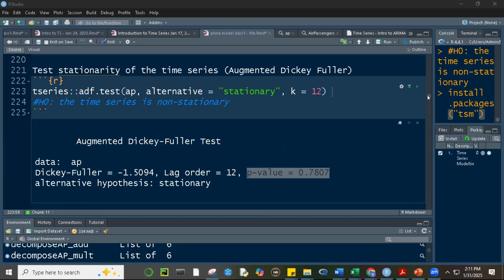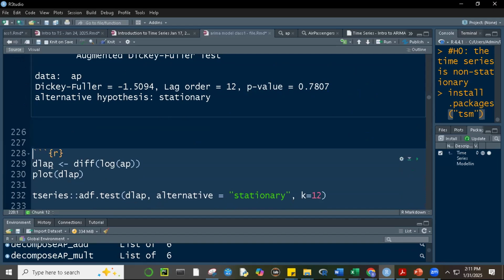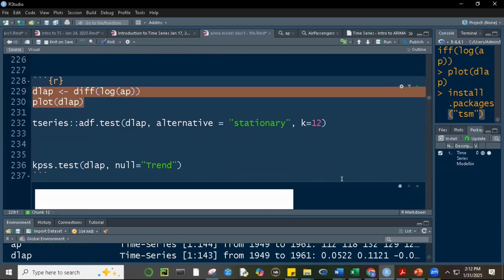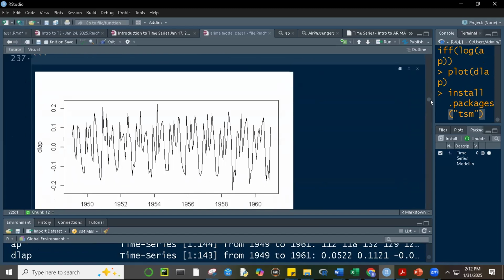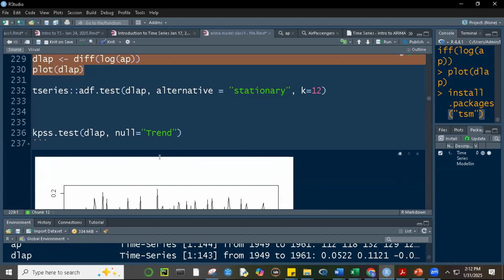Now, you recall we did this last time. I want you to run this. Remember our AP object. We get the log first and then get the difference, not the reverse. When we got the difference of the log of AP and plotted it, you can see that it's now stationary.